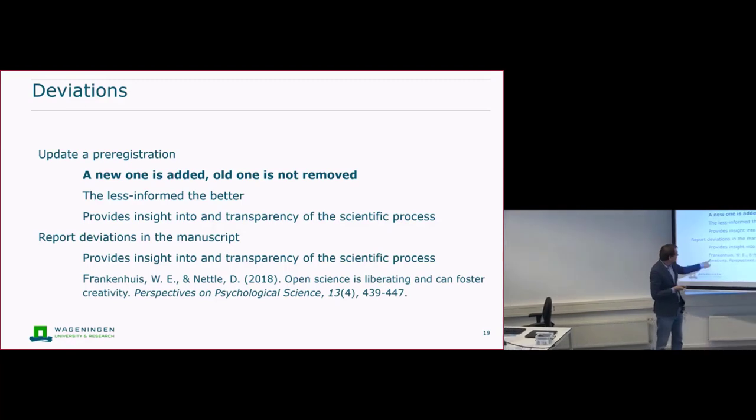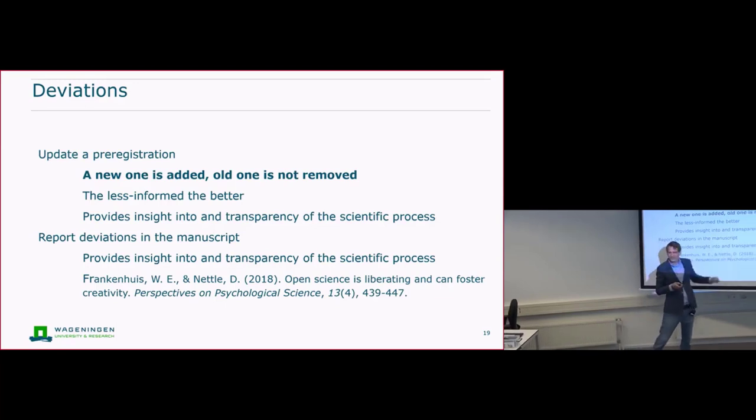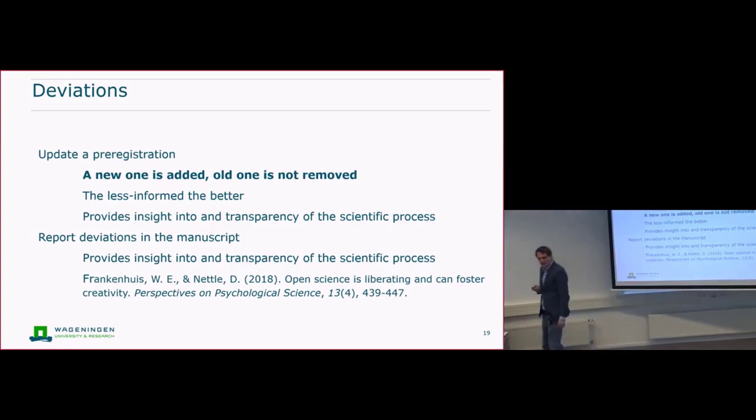Yeah, and there's also a nice paper about that here. Open science is liberating and can foster creativity. So you shouldn't feel as if what you pre-register is the only thing that you can do. No, you can deviate from that. This is an important point because reviewers don't always think like that. Sometimes they say, well, you should do it like that. There's also not always consensus on that. So if you counter that, then that is a nice paper to refer to.